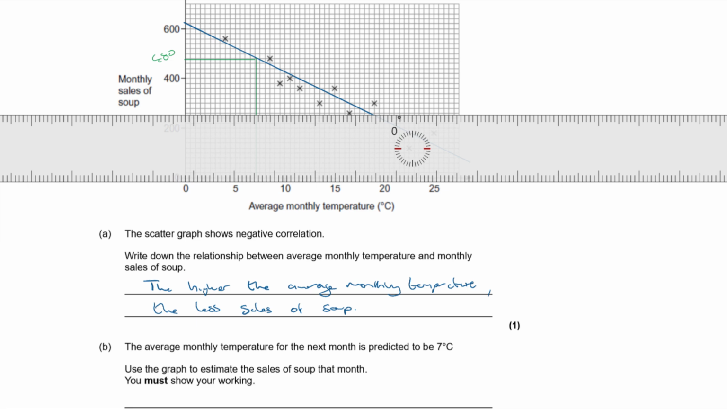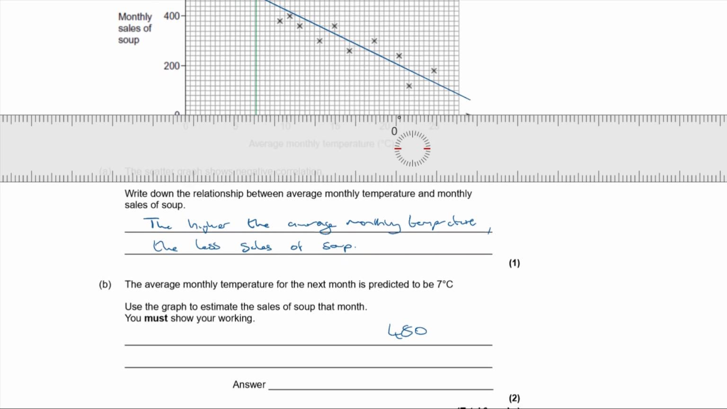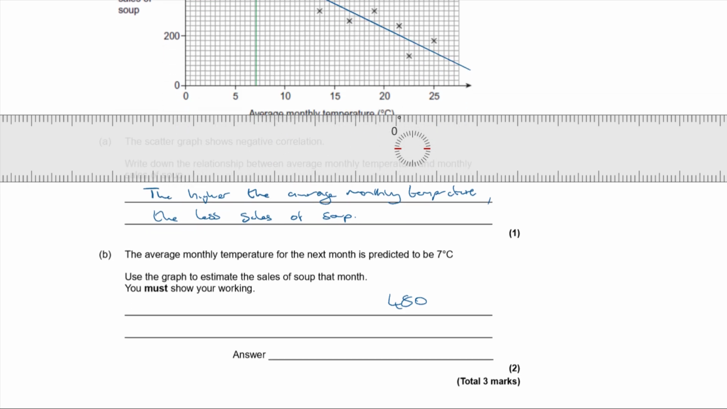So use your graph to estimate the sales of soup that month. 480. Now it says you must show your working. My working is the line on the graph. So I don't need to do anything other than write down 480 because I've already done my method. I wrote it on the graph.